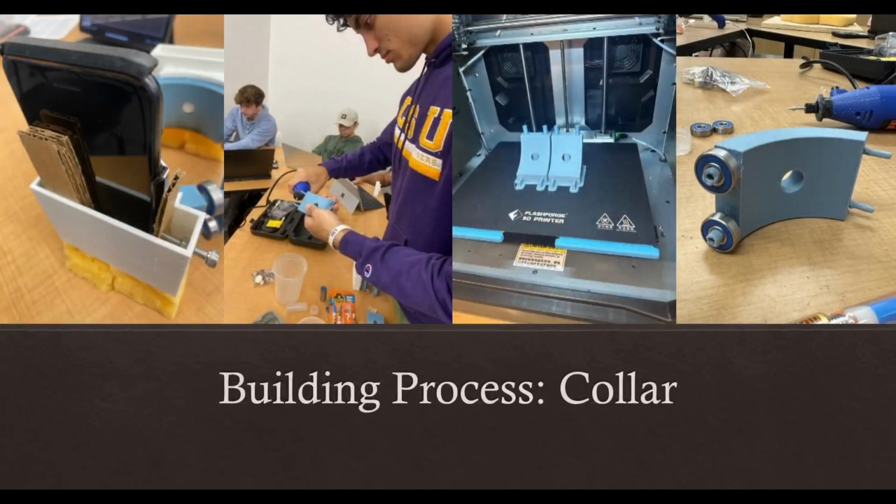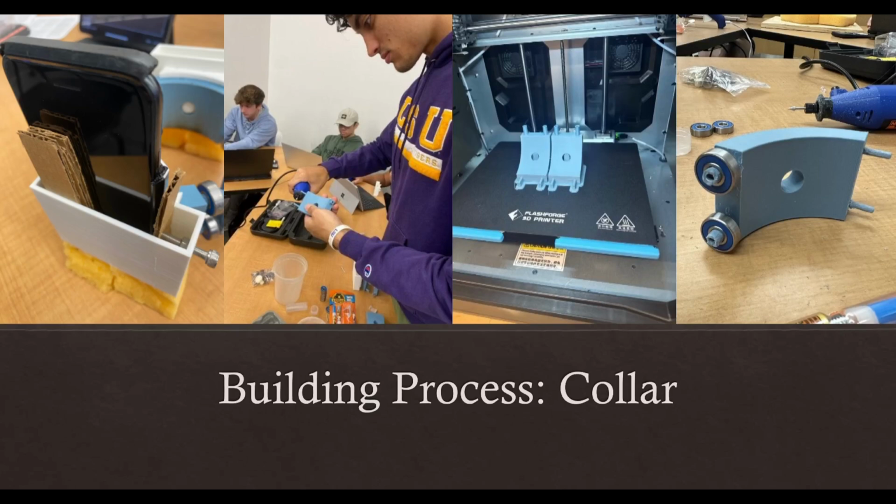Here are some pictures of the building process of the collar. On the left is the phone in the phone holder part, secured with the bolt and with some cardboard wedges to add some pressure to hold it in place. Next to that is Ryan putting together the collar, holding a piece. In the middle is 2 pieces of the collar after being printed.